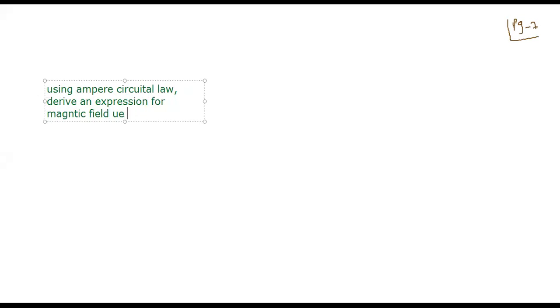Now, using this Ampere circuital law, we find the magnetic field due to a current carrying straight wire. Using Ampere circuital law, derive an expression for the magnetic field due to a current carrying straight wire. This is one of the very important questions. Let us imagine a current carrying straight wire.